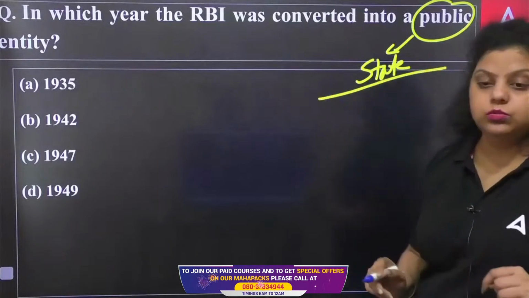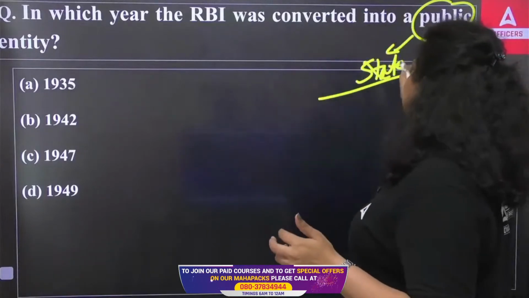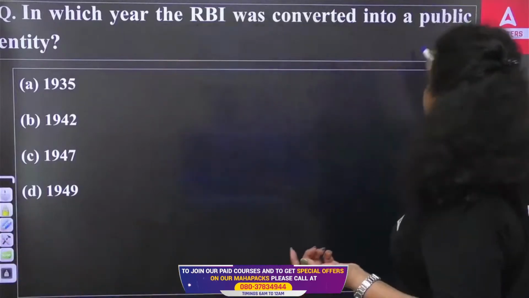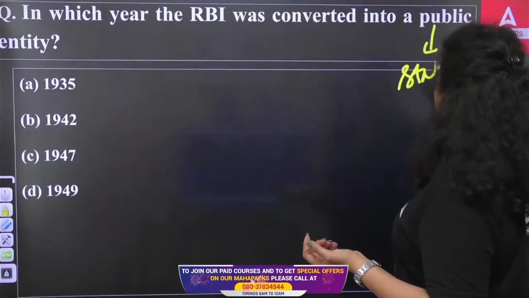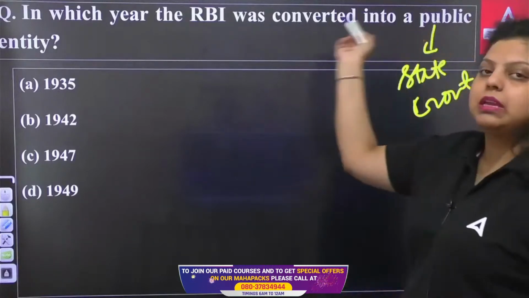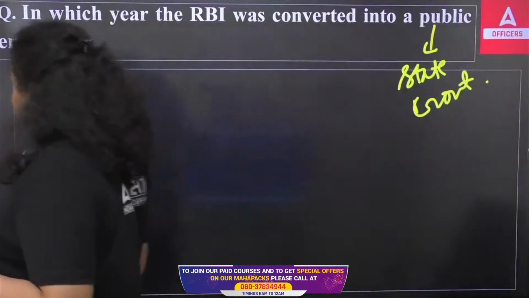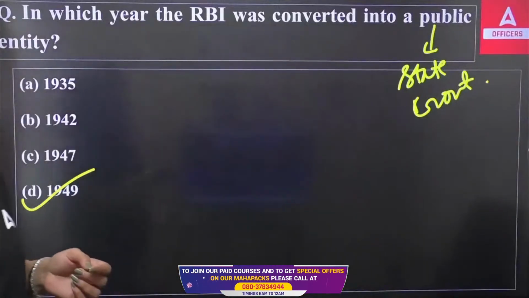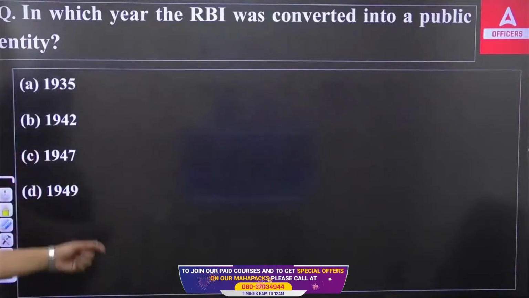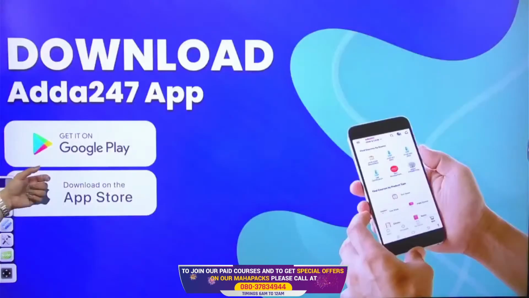It represents you, or not the state, but the government. One second. A state means, obviously, you can call it a state, or you can call it a government. So RBI became a government body on 1st of January 1949, because on that day we did the nationalization of RBI. Right answer is D. Okay.